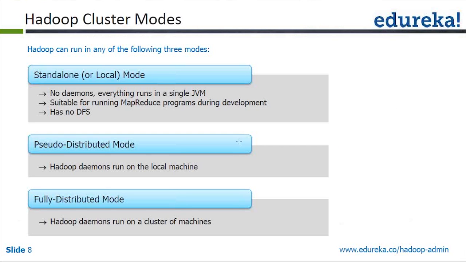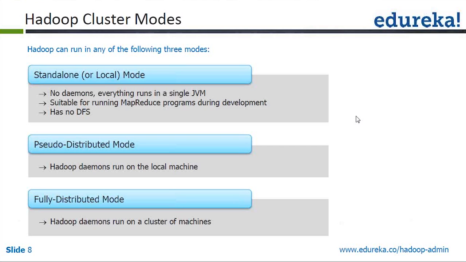So the standalone mode, as I was mentioning, does not have any daemons or any Java processes running. This is suitable for small MapReduce programs during development and has no distributed file system configuration as such. Okay, so the next is the pseudo-distributed mode.